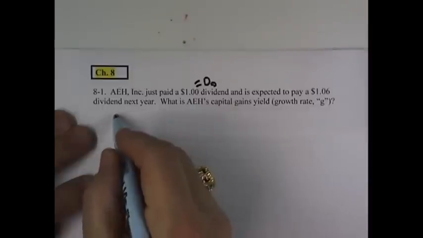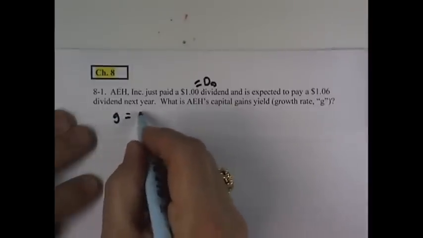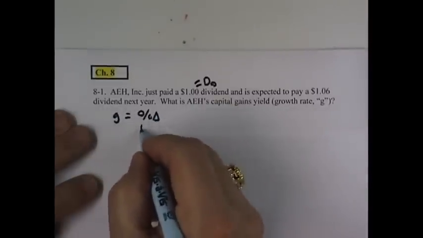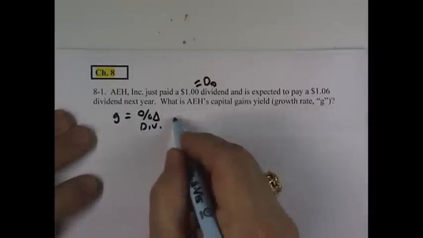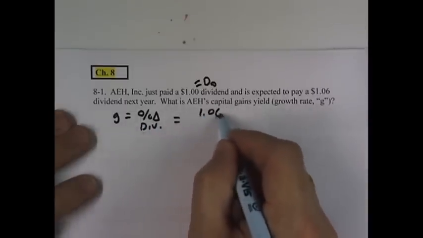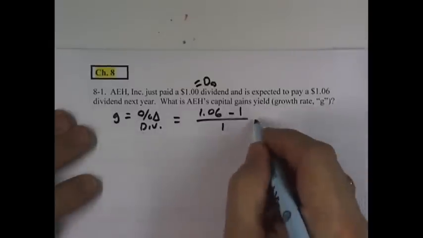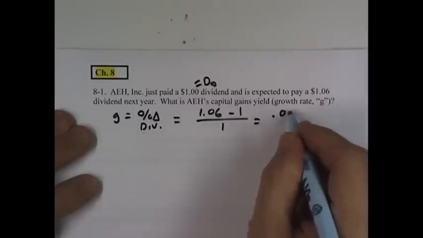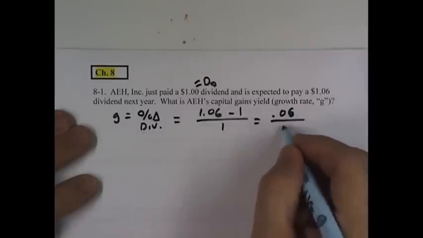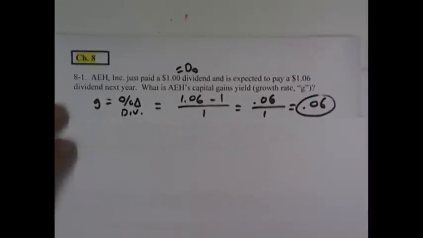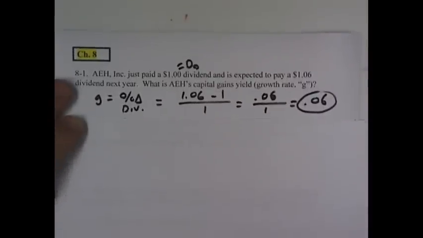Well, in this case, g is the percentage change or growth rate in the dividend. So if we expect a $1.06 dividend in 1 year and it just paid a $1 dividend, then we expect the dividend to grow by 6 cents. Thus, the dividend growth rate and the capital gains yield on the stock is 6%.